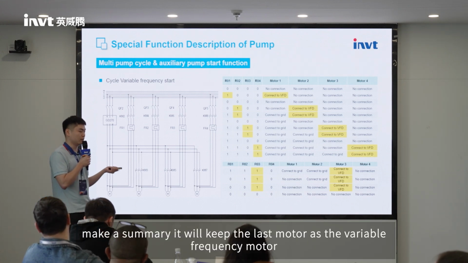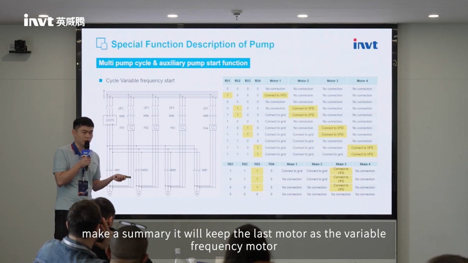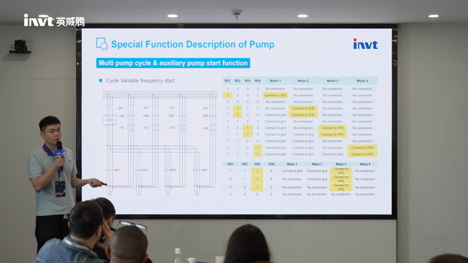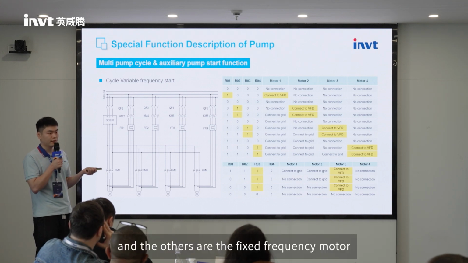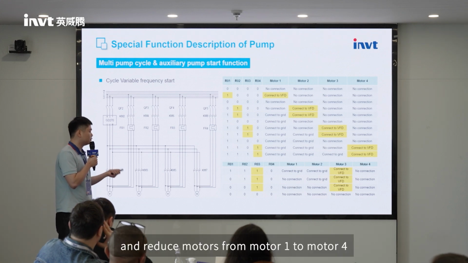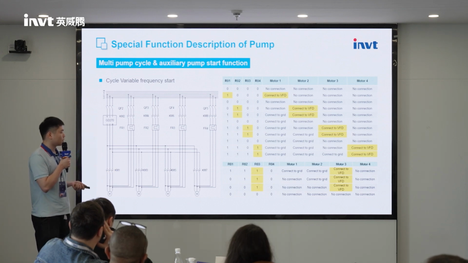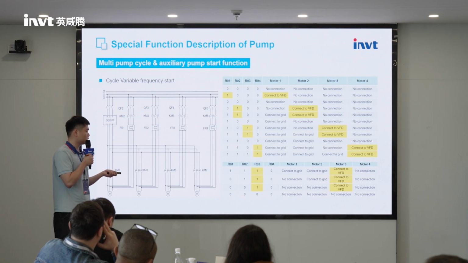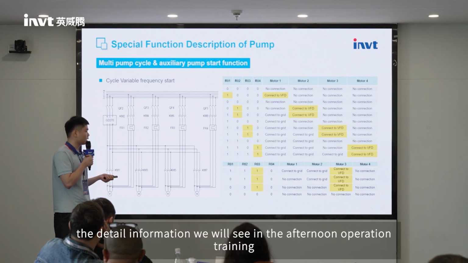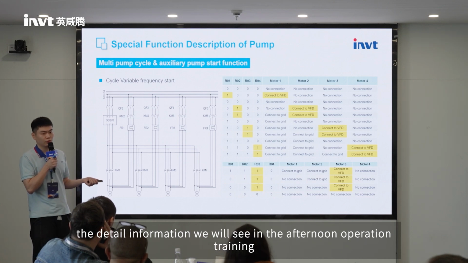In summary, it keeps the last motor as a variable frequency motor, and the others are fixed frequency motors. And reducing motors goes from motor 4 to motor 1. The detailed information we will see in the afternoon operation training.